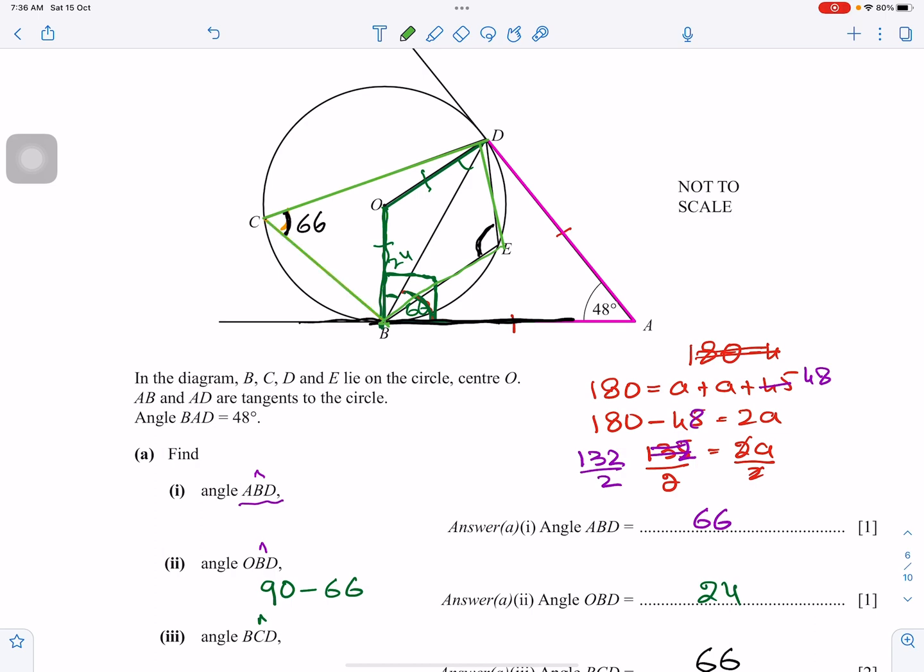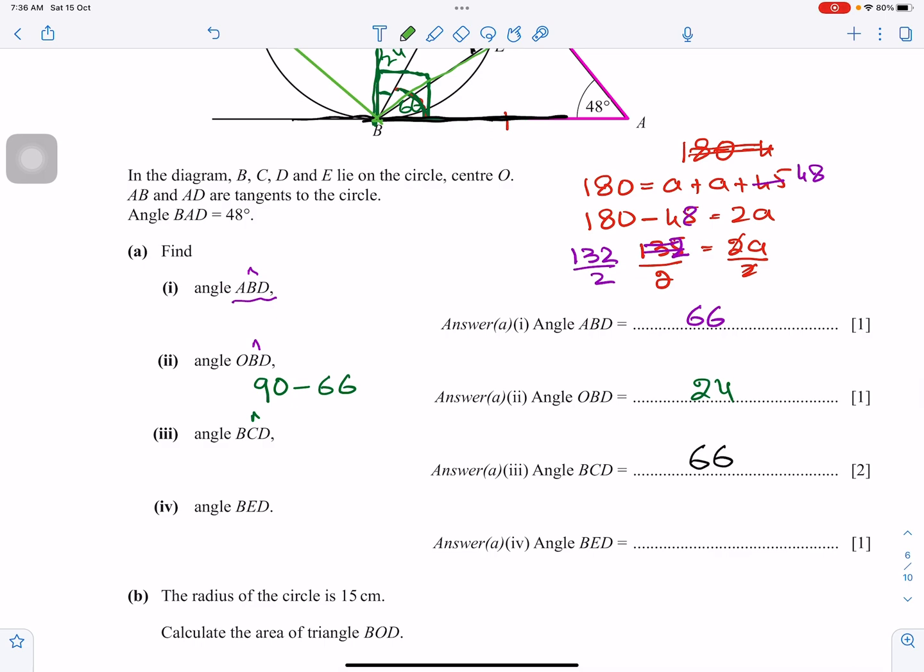And these are a cyclic quadrilateral. So opposite angles are supplementary, meaning the sum of them should be equal to 180. So to figure this out, you will just do 180 minus 66. So what is that? 114.